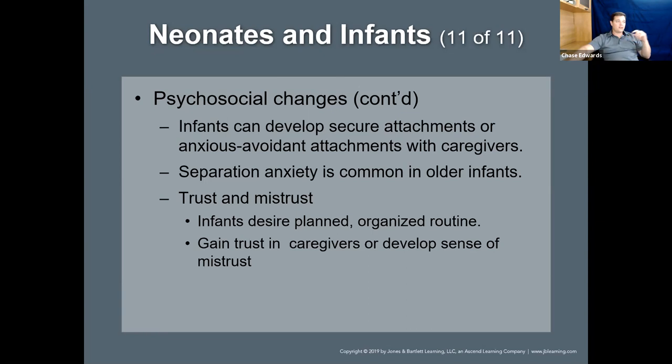Another thing is trust and mistrust. It refers to the stage of development from birth to about 18 months. Most infants desire that their world be planned, organized, and routine. When caregivers provide this planned, organized, and routine environment, they meet that desire, and then the infants gain trust in those people. If the infant doesn't perceive the environment as secure, then they're going to develop a sense of mistrust.